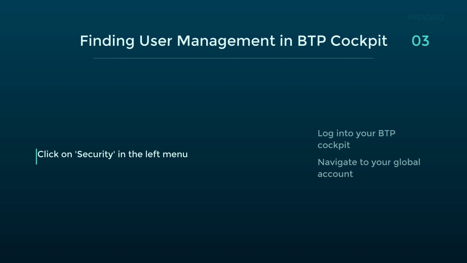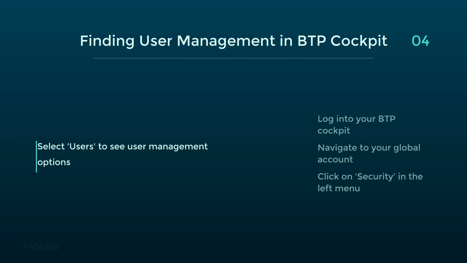Click on Security in the left menu. This opens the security area where you control user access and roles. For example, if you need to add a new team member, you start here to assign them the right permissions. This is your first step to managing who can use your applications and services securely.